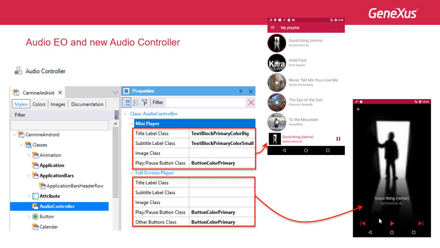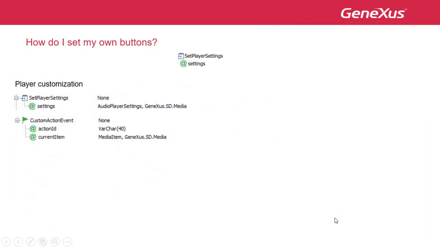Here are some of the buttons that correspond to the predefined actions of the audio driver. For example, the possibility to press play or pause. But we might want to define our own buttons, with specific actions for a play queue.